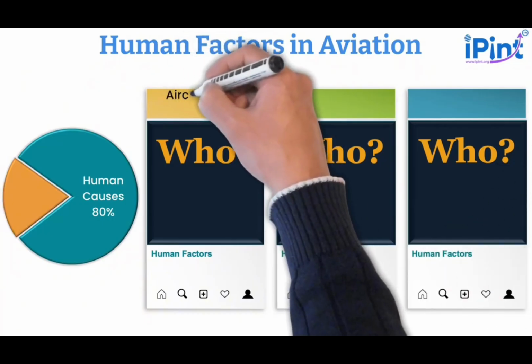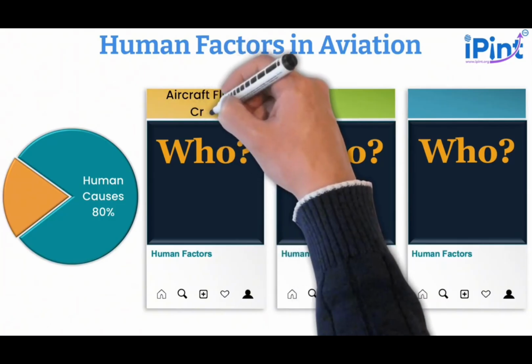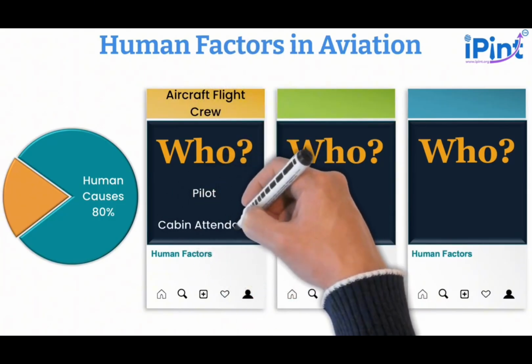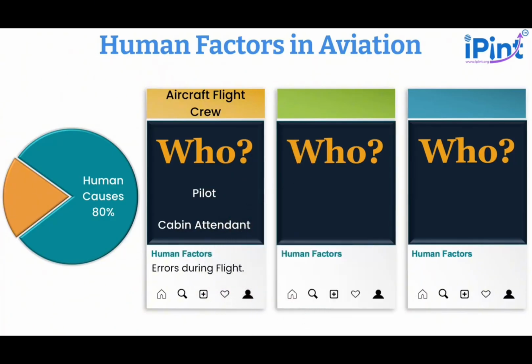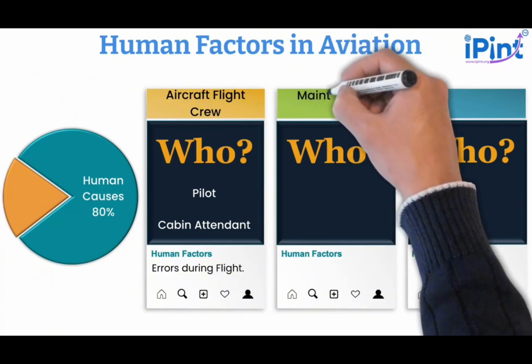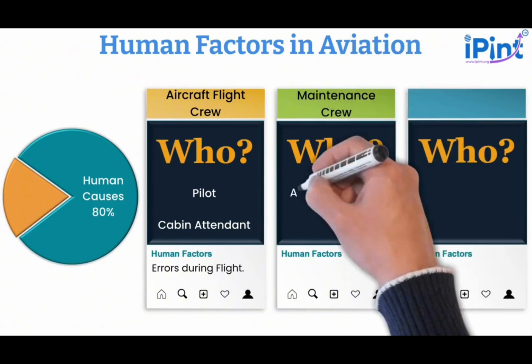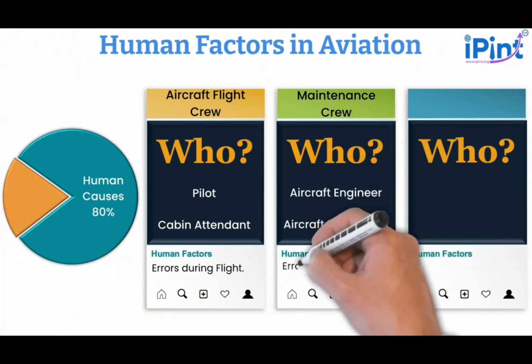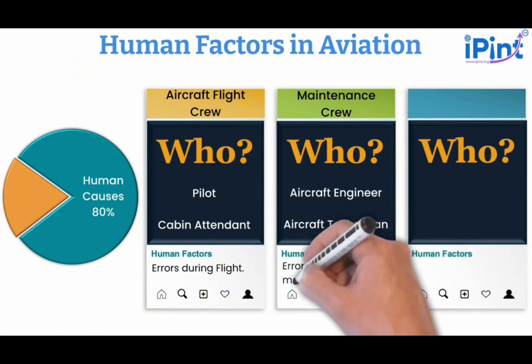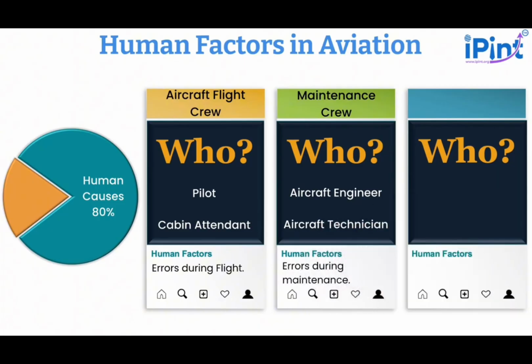First, the aircraft flight crew. This includes the pilot and cabin attendant. Human factors here involve errors that occur during flight, moments where a lapse in judgment, fatigue, or miscommunication can have serious consequences. Second, the maintenance crew. This covers aircraft engineers and aircraft technicians. Their human factors involve errors made during maintenance. A missed step or oversight on the ground can directly impact safety in the air.